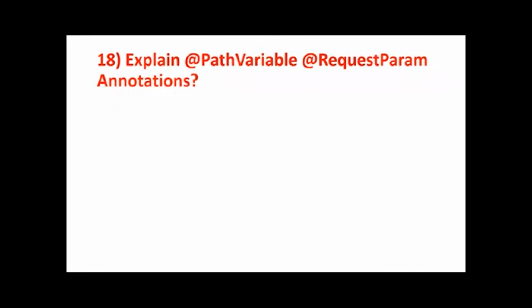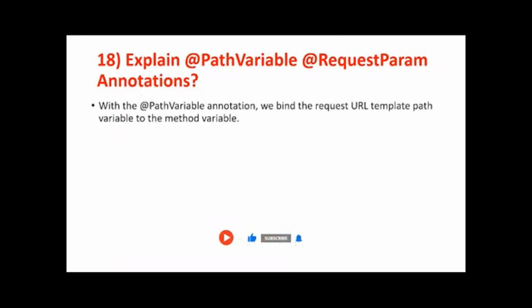So what is the difference between path variable and request param annotations, or explain them? It is also mostly asked question. A lot of people say path variable works only in REST, request param works in web. No, it's actually not like that. Both can be used in Web MVC and REST. But the difference is in sending the data.